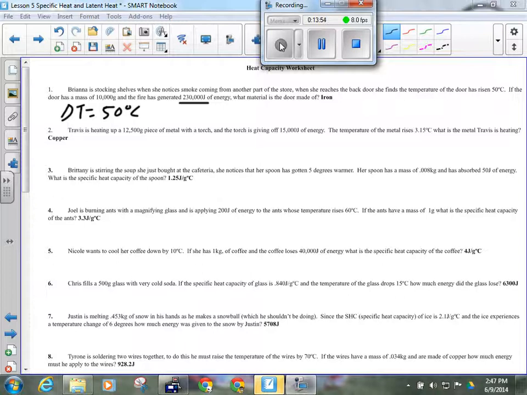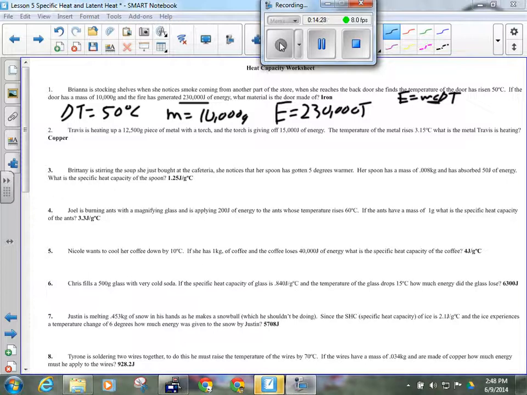The door has a mass of 10,000 grams, so M is 10,000 grams. And the fire has generated 230,000 joules of energy. If they say energy, that probably is E. So I have E, M, and delta T. I know my formula is E equals MC delta T. They want me to find the material the door is made of. The only thing that will tell me material is the specific heat capacity. It's also the only one I don't have as a given in the question.